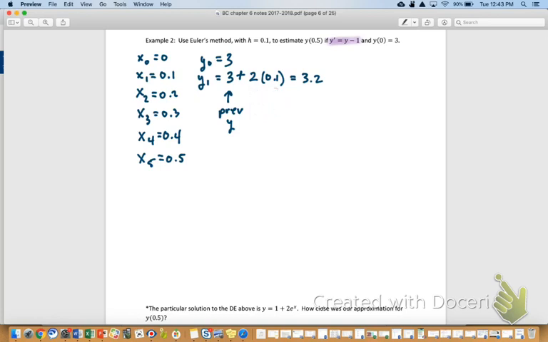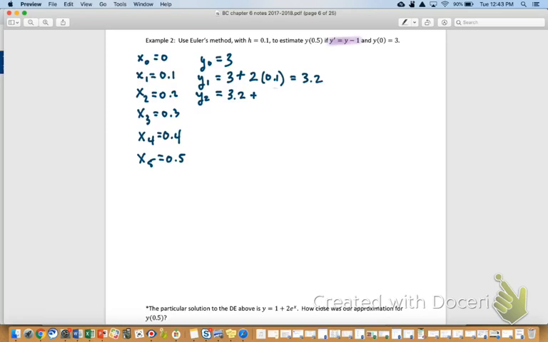So let's keep going. I would say we have completed one cycle of Euler's method, and we need to complete several more to get to where we want to be. So my y2 is going to be completely based on the previous point, the previous set of information. My y2 is going to start off with 3.2, that's the previous y value, plus the slope based on the previous y value.